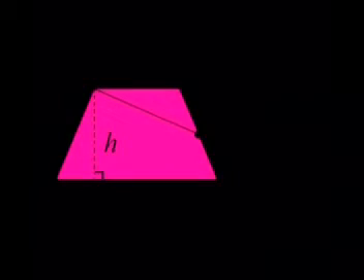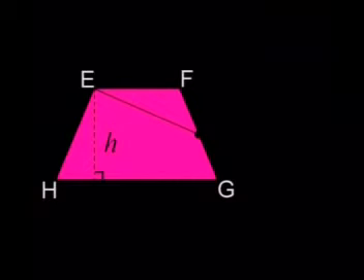We start with the trapezium EFGH. It has a height h and two parallel bases EF and HG. I call the length of EF A. I call the length of HG B. Now we fold the base EF onto HG and we mark the midpoint here. We'll call this midpoint point O. FO is equal to the length of OG.